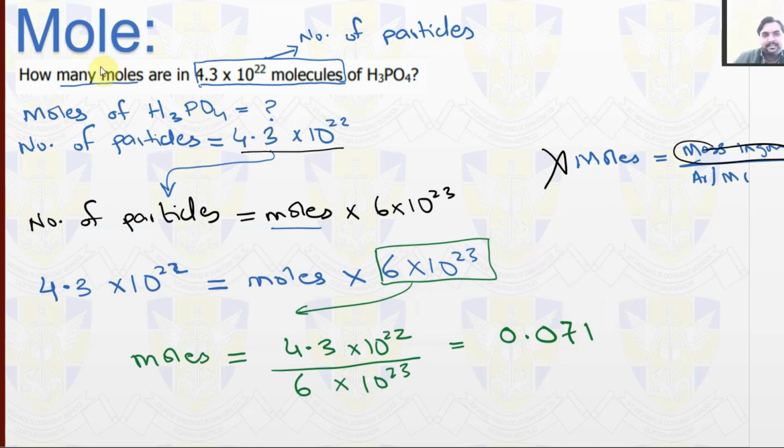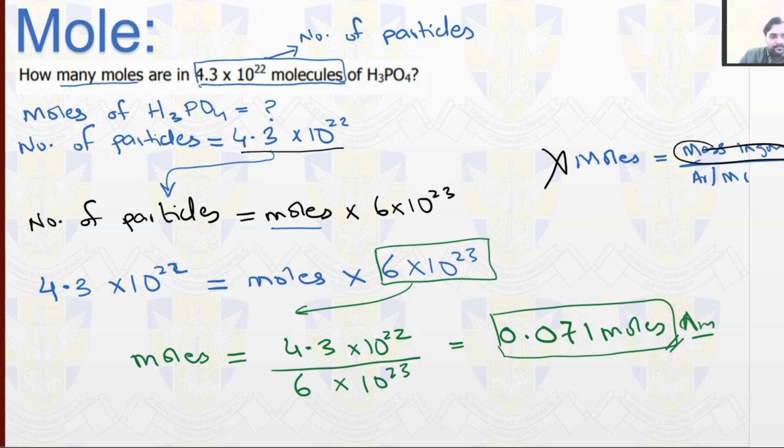Okay, so the final answer is 0.071 moles, because since you have calculated the moles, in the unit you have to write the number of moles over there.